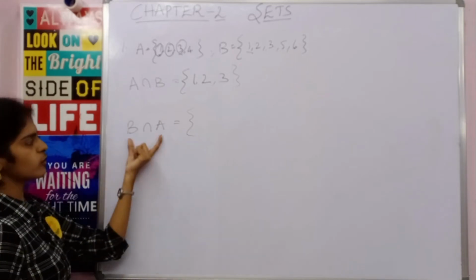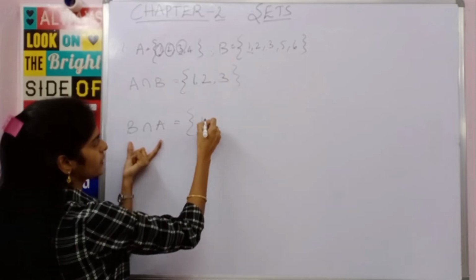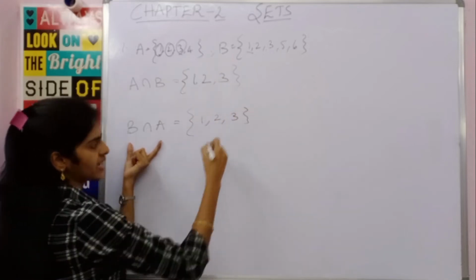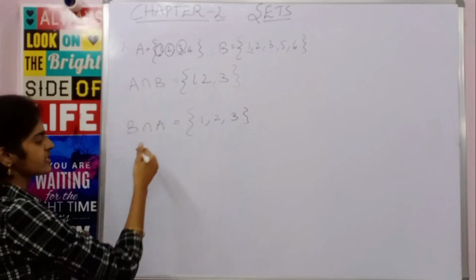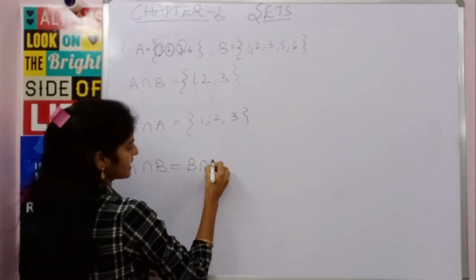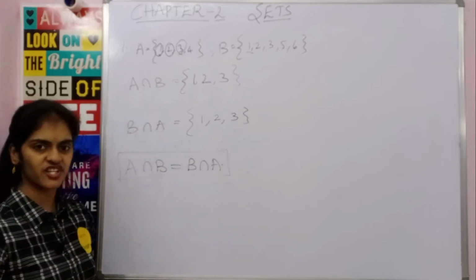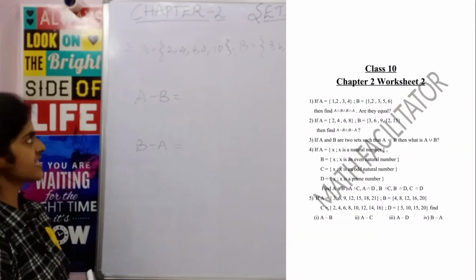Now what is B intersection A? B intersection A also you will find the common elements of both A and B. So as discussed, the common elements of A and B are 1, 2, 3. So from these two sets you can see that A intersection B is equal to B intersection A. Now moving on to the next question.